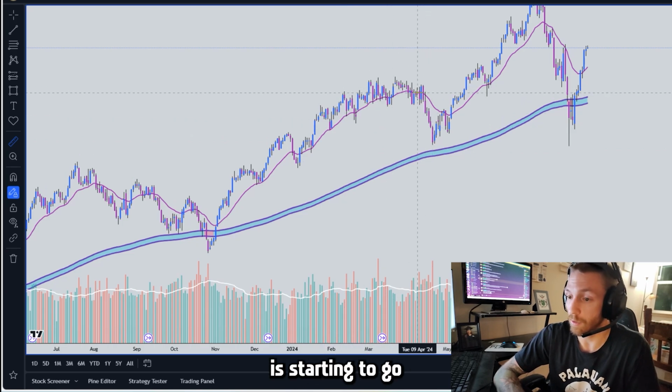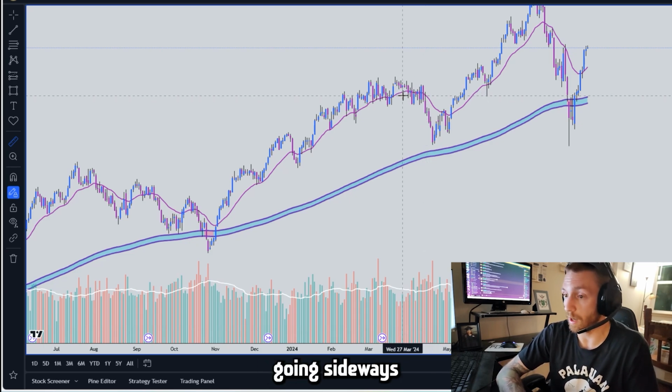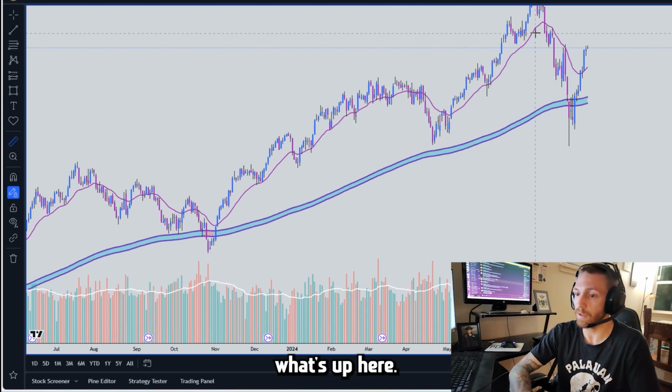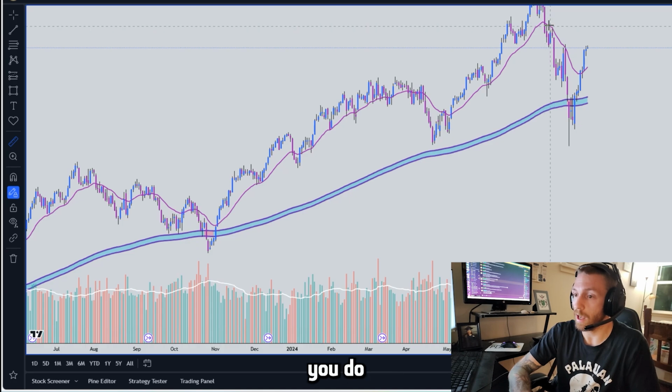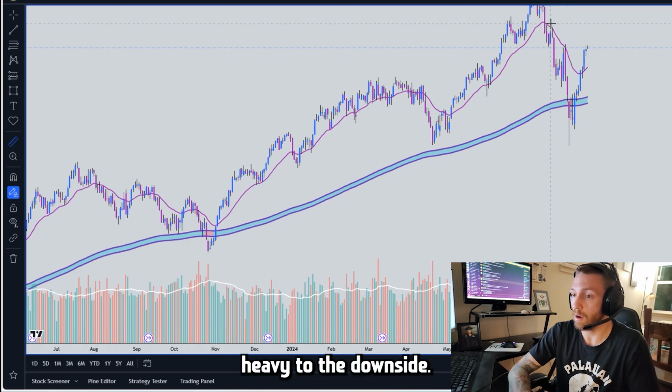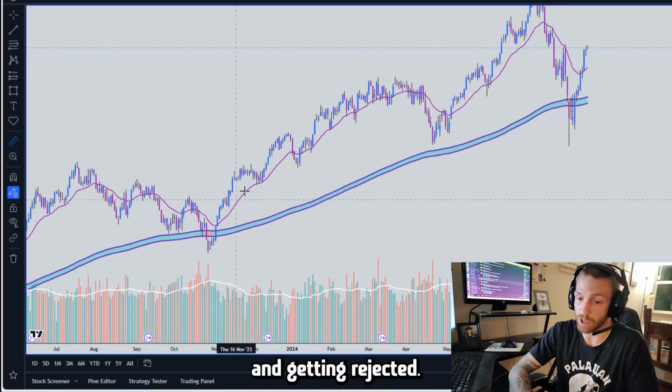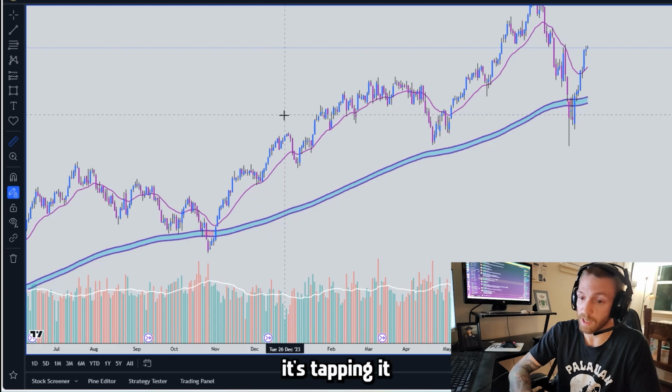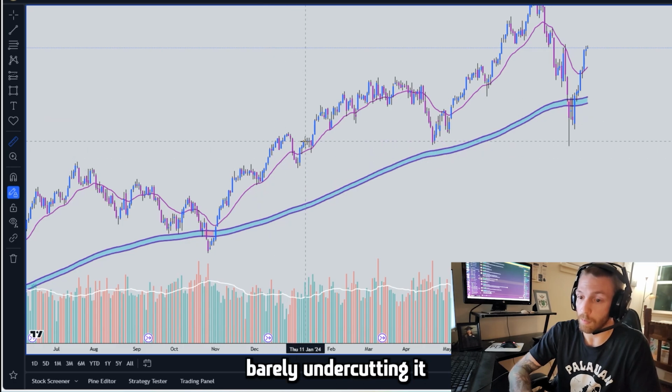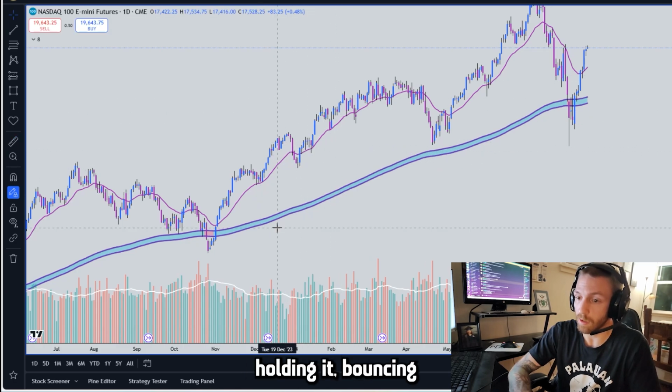Right here, it's starting to go sideways. As it's going sideways, the market's going sideways. And then same with up here. Heavy to the upside. Now it's heavy to the downside. When it's heavy to the downside, it's hitting it and getting rejected, hitting it and getting rejected. When it's heavy to the upside, it's tapping it, bouncing heavy, barely undercutting it, holding it, bouncing pretty heavy.